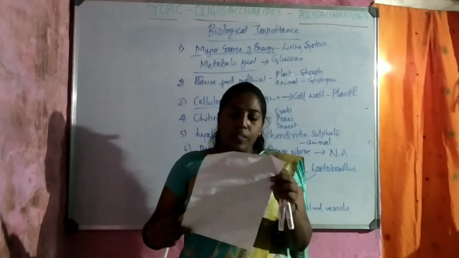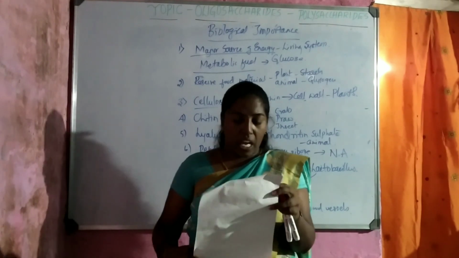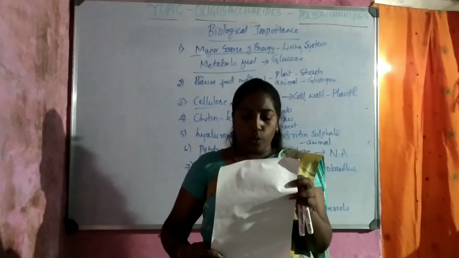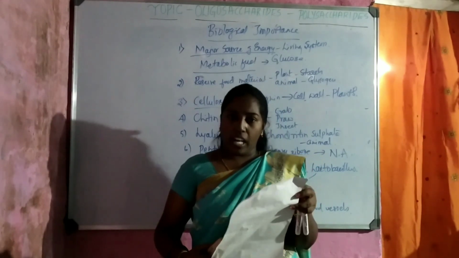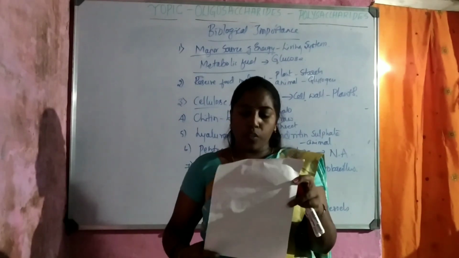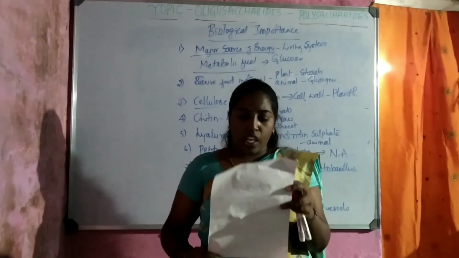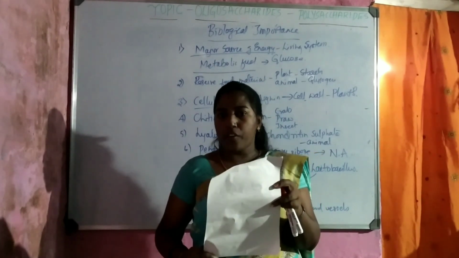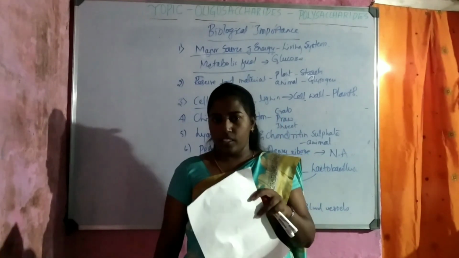The next, which of the following substances is not a carbohydrate? Starch, glycogen, glucose, wax. So wax is not a carbohydrate. That is the answer. Which of the following sugars is not found in plants? Sucrose, glucose, lactose and fructose. We know that lactose is found in case of milk, not in case of plants.